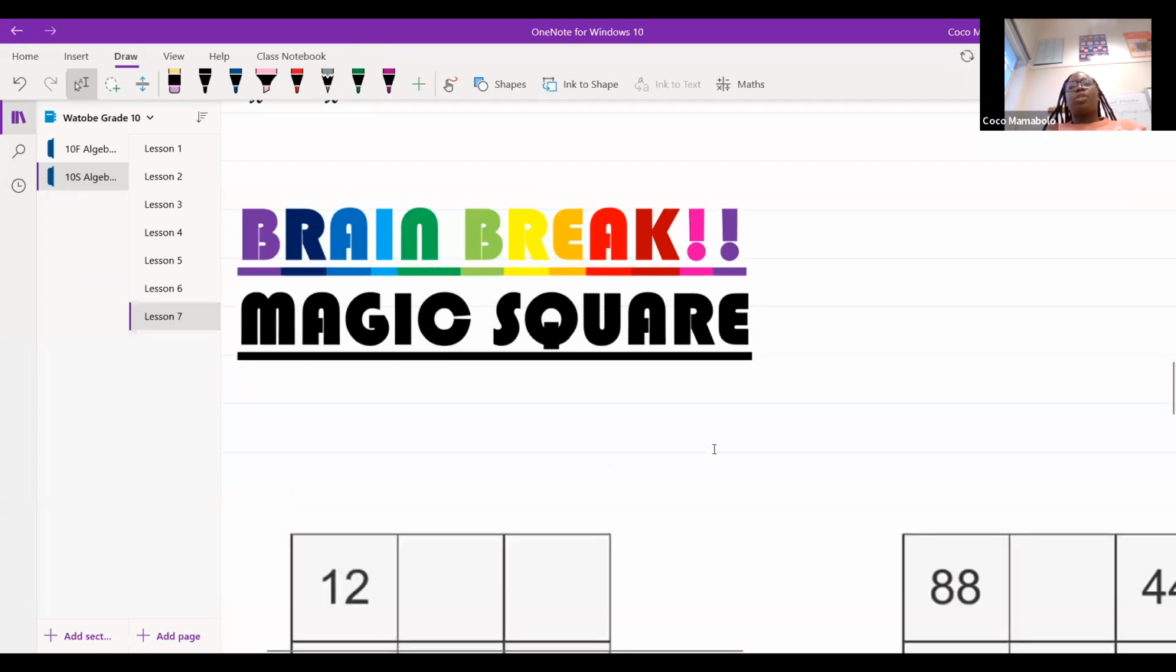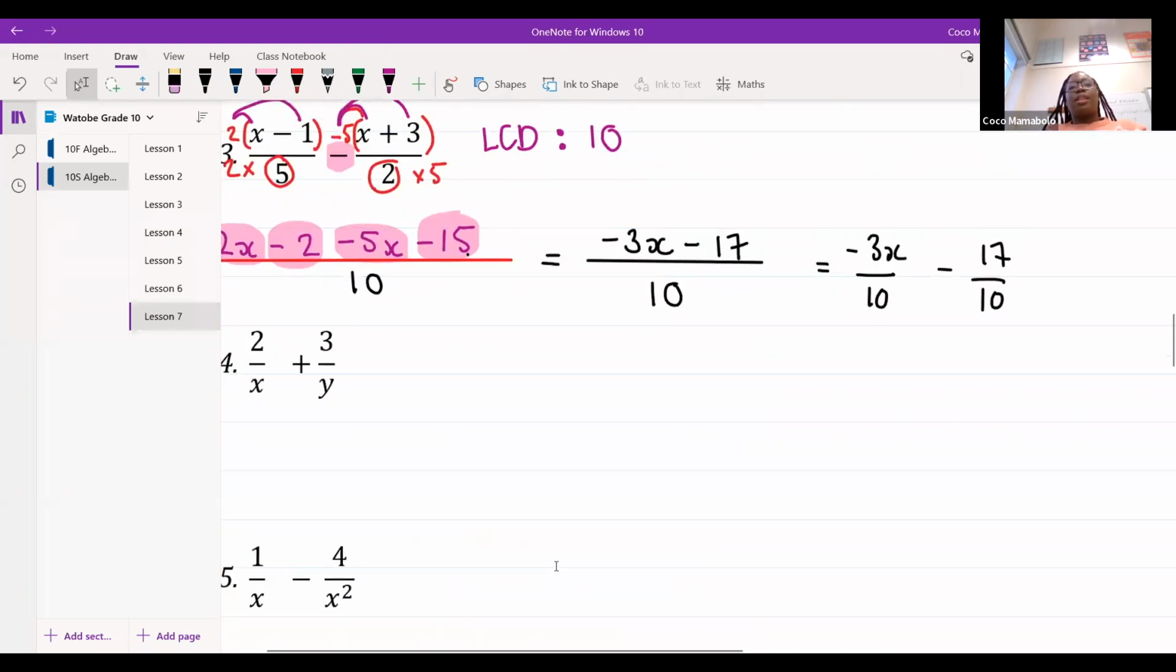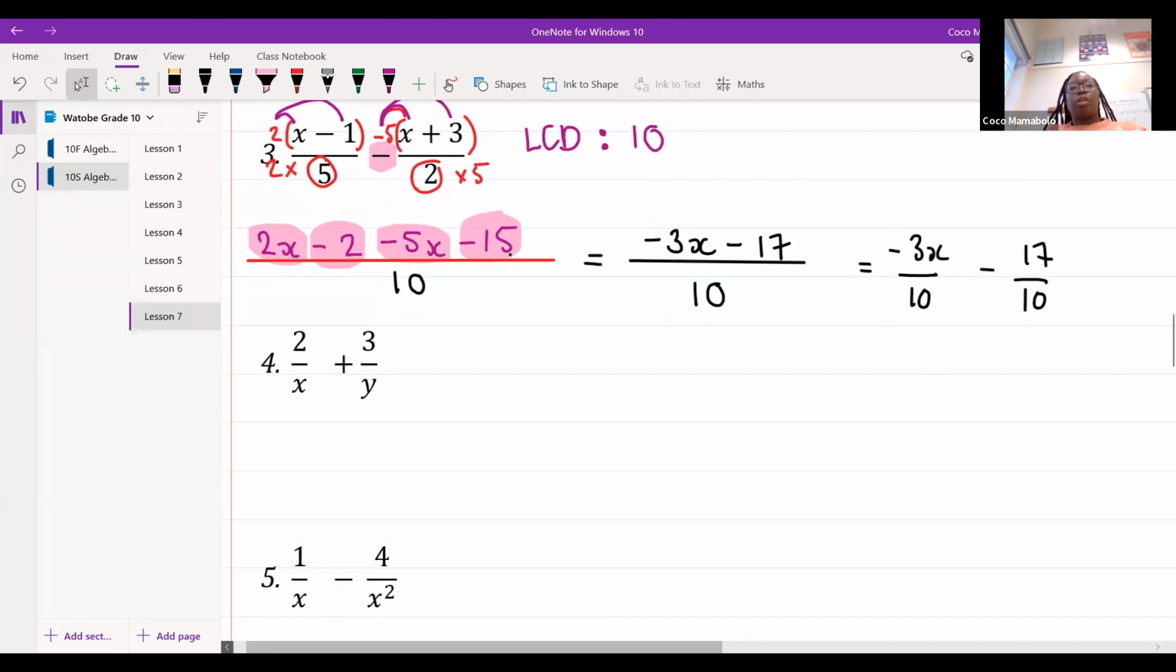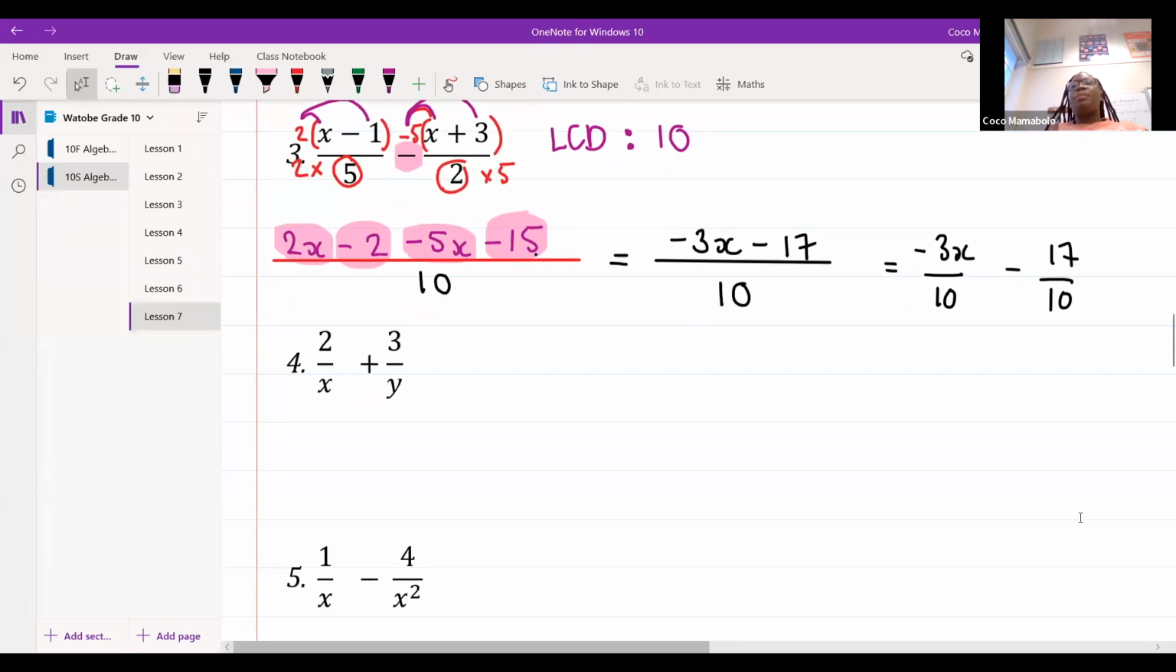All right, let's have a look at this question over here, guys. Let's have a look at number 4. What is my LCD going to be over here for number 4? I've got X and Y as my bottom. What is my LCD going to be? I thought this was going to be difficult for everybody, but my LCD, it's easy for you guys. X, Y. Okay, let's talk about why this is.